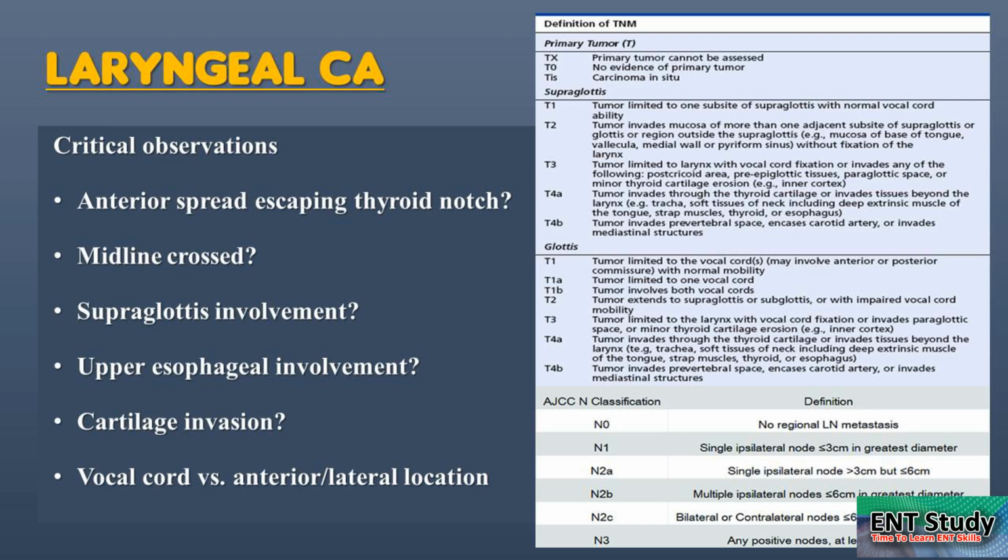Or is there upper esophagus involved? Because that would change even your team as well. And is there cartilage invasion? And what is the exact location? Is it vocal cord or is it superior, inferior or lateral? Because compared to the midline vocal cord, these anterior or lateral locations are more dangerous lesions.